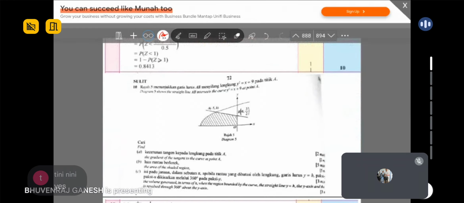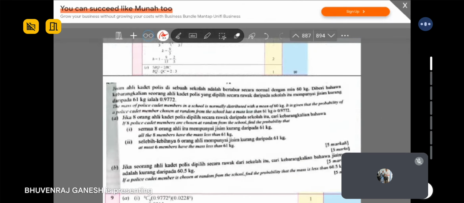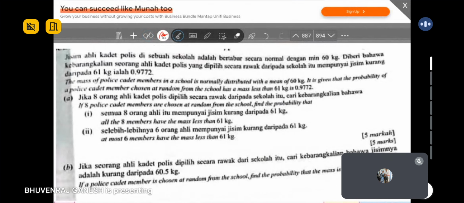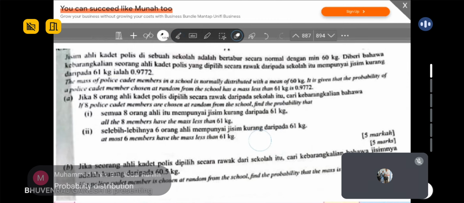Okay, next one. Ada orang tanya 10 kan? Is it number 10? Let me check and see. Number 9, right? 8, 9, 11. Okay, so number 9. Okay, guys. This one is what chapter? Berapa? Form 5, chapter 5. Am I right? Chapter 5, guys. Form 5, chapter 5. Normal binomial. Yes. Probability distribution. Suka tanya.